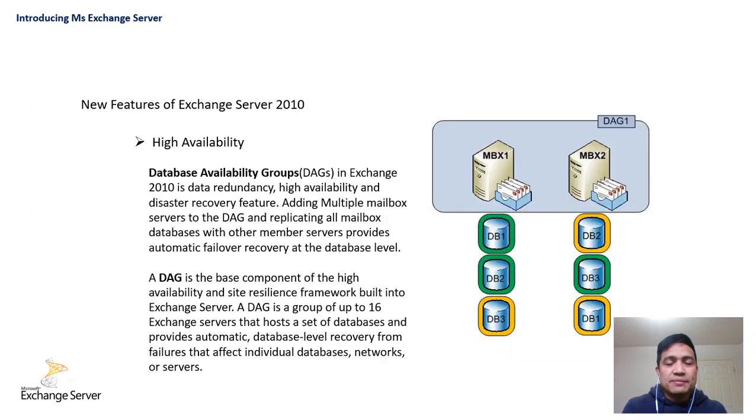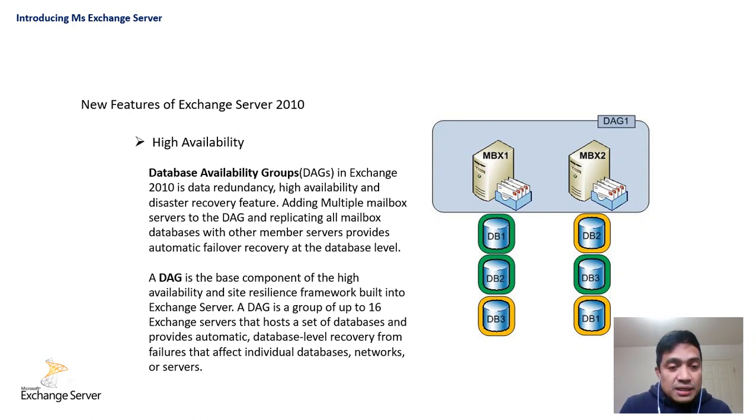Okay, next is high availability. I'll give you brief information about high availability, which is called Database Availability Groups, or DAG for short. DAG in Exchange 2010 provides data redundancy, high availability, and disaster recovery. So we can see there are good features that are beneficial to the users or the company. Adding multiple mailbox servers to a DAG and replicating all mailbox databases with other member servers provides automatic failover recovery at the database level.